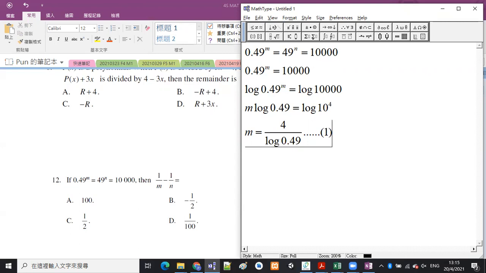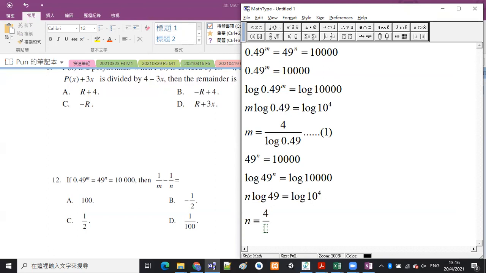Can you follow these few steps? And I'm going to do the same steps to the 49 to the power n. Okay? So 49 to the power n is equal to 10,000. And then I take log on both sides. And then brought to the front. This should be log 10 to the power 4 again. Okay, and then n being a subject becomes 4 over log 49. Okay, and this is equation 2.